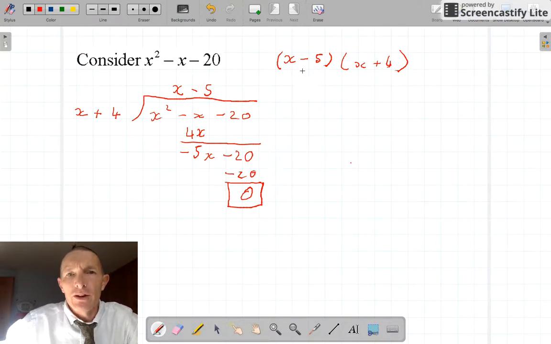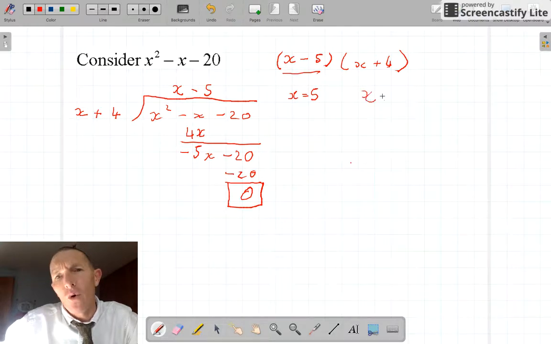But what you need to do is make x 5 from this bracket here and enter it into this equation, and you will see you get 0. 25, take away 5, take away 20 is 0. And if I put in minus 4, obviously being one of the roots, it's going to give me 16 minus 4, which is going to give me 20, and then take away 20, I get 0. So these two are both factors, and this is factor theorem.